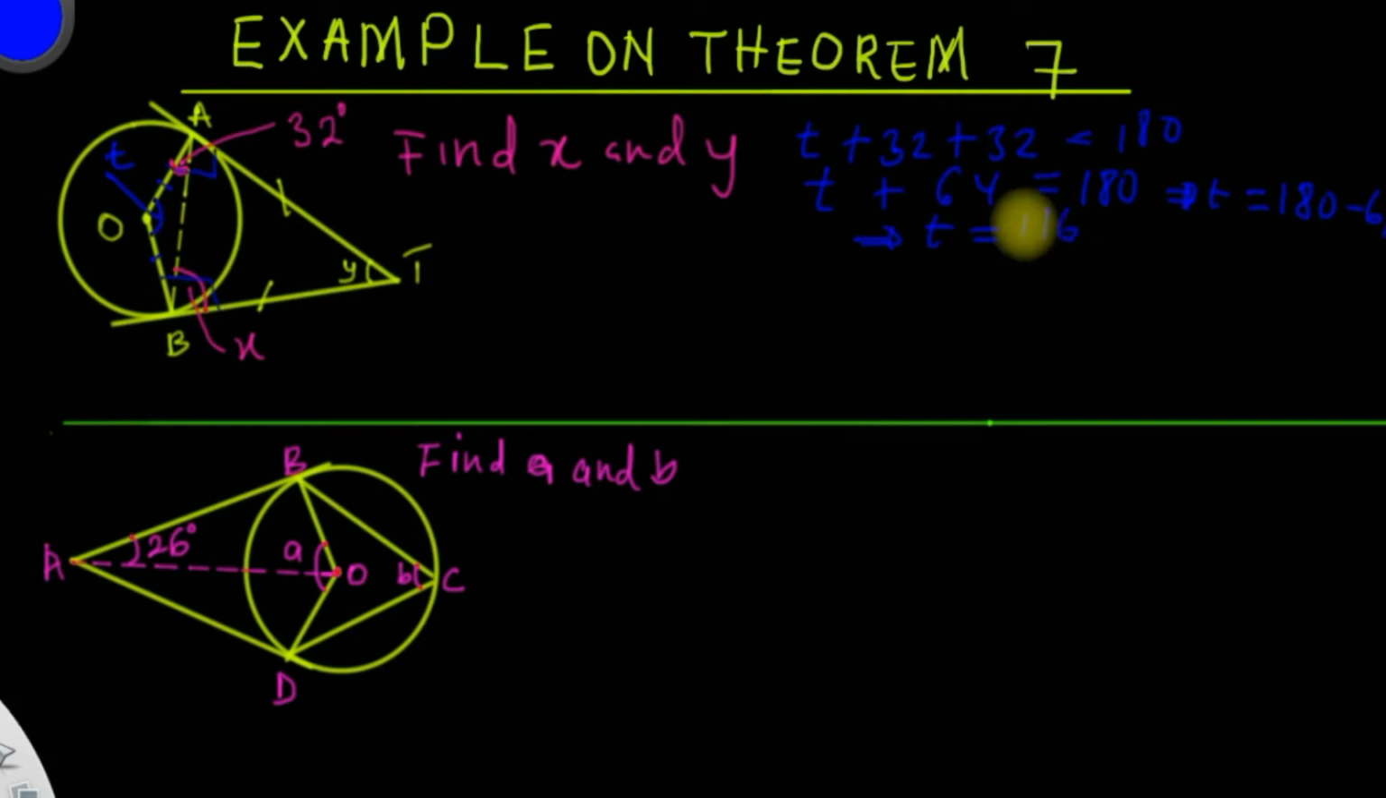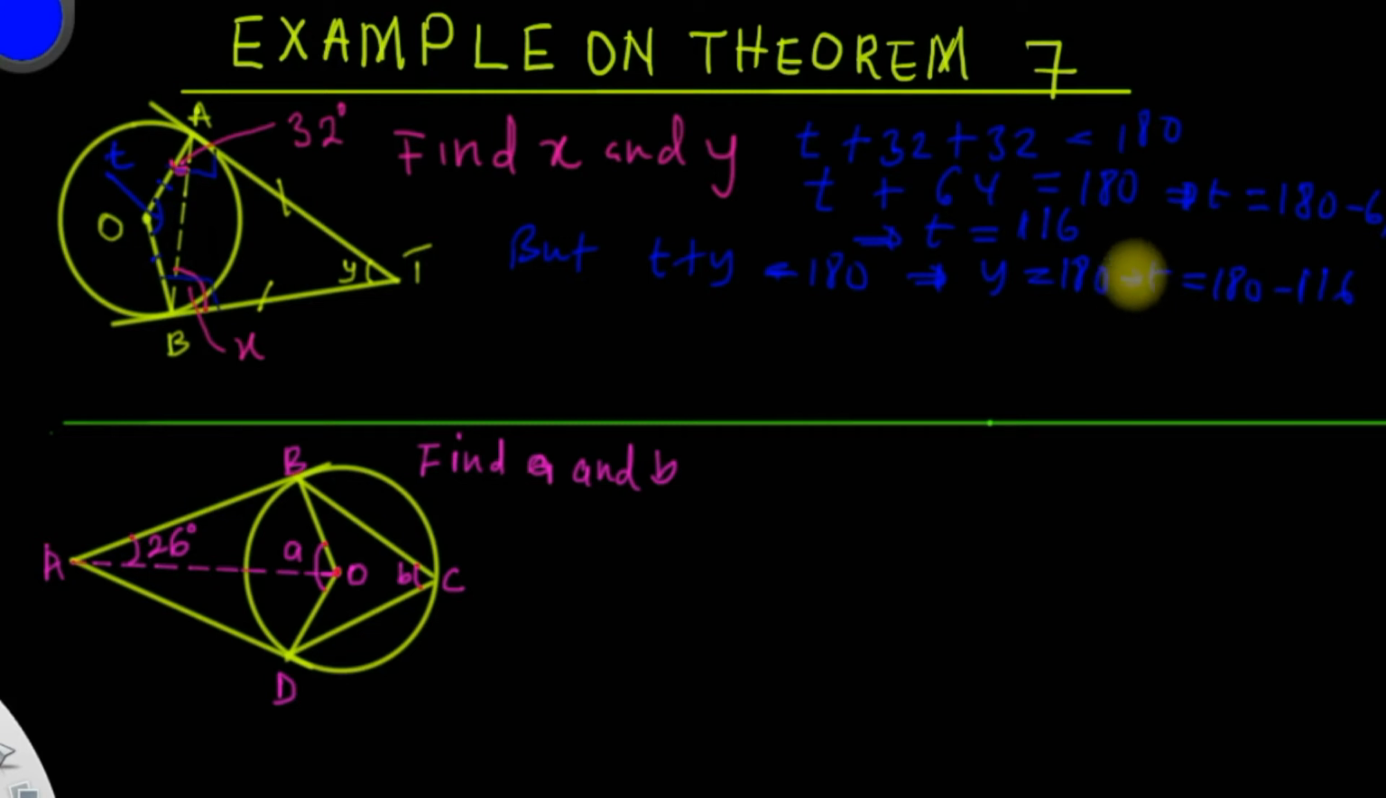160. But we know that t plus y, as we are saying, will also give us 180. So we know t, which implies that we are looking for y. So we make y the subject. Y is equal to 180 minus t, which is 180 minus 160.